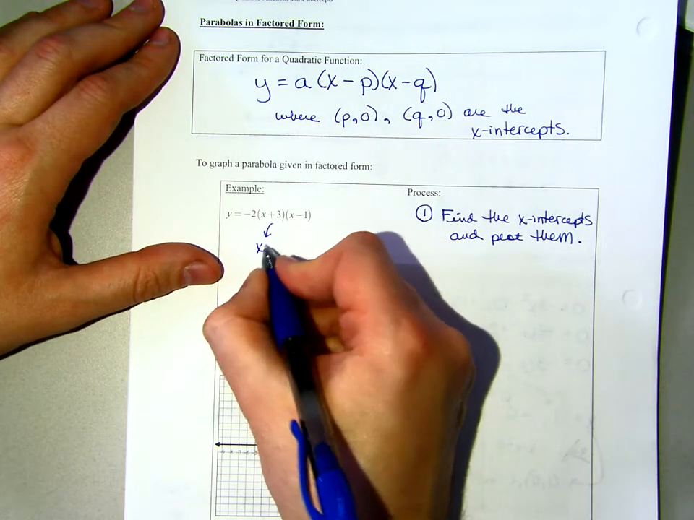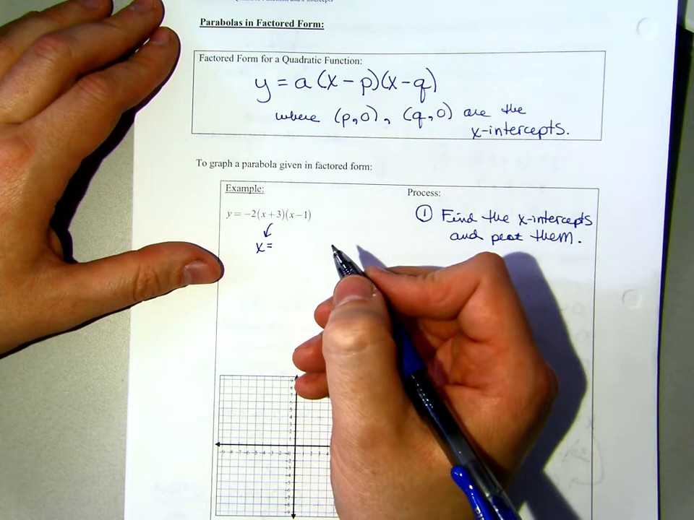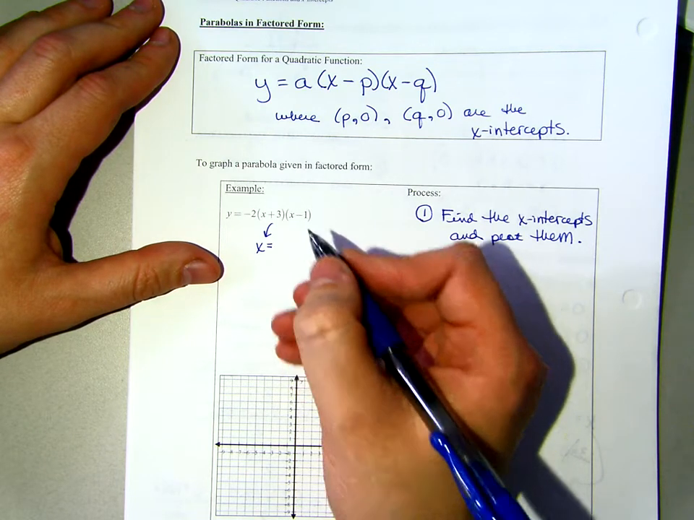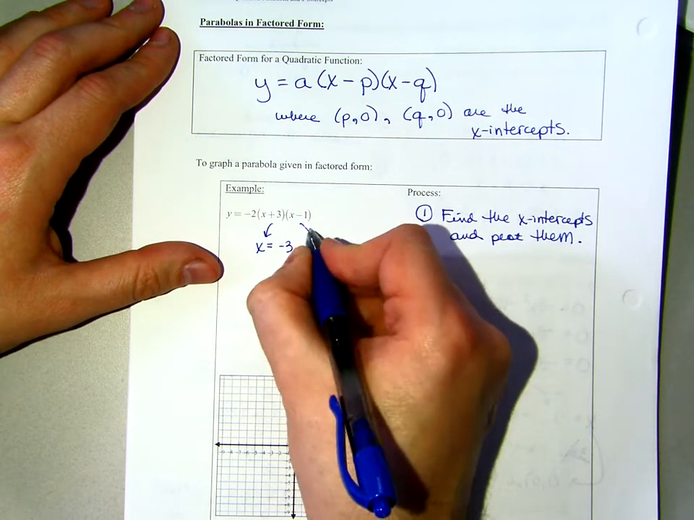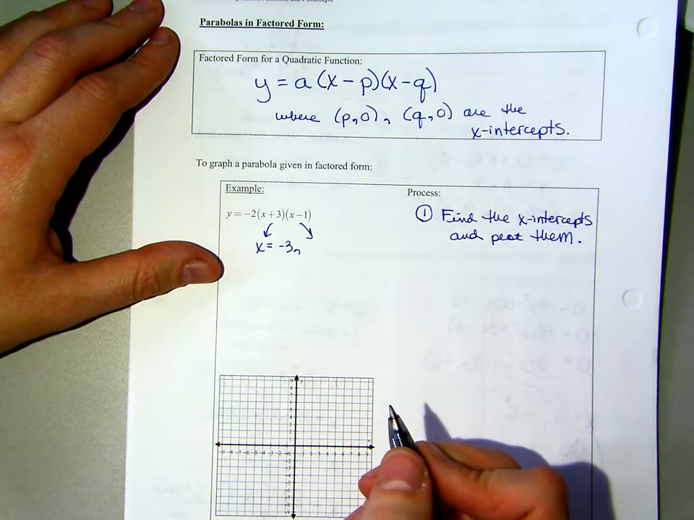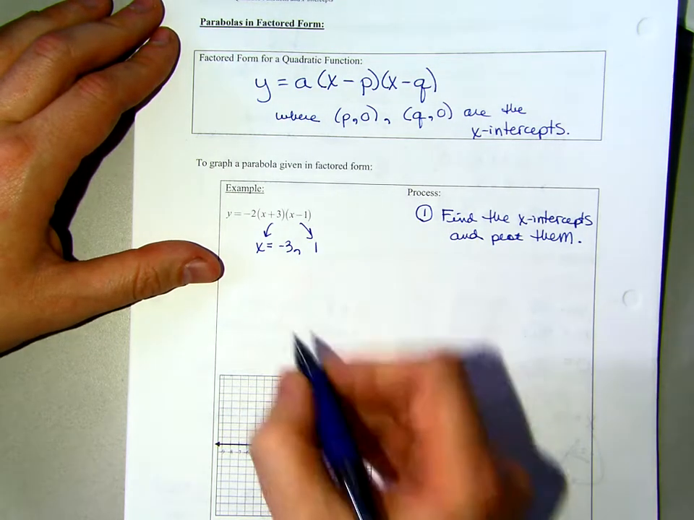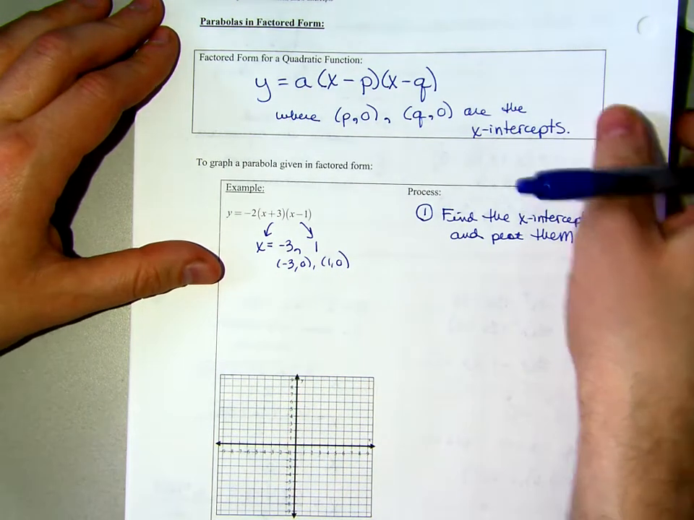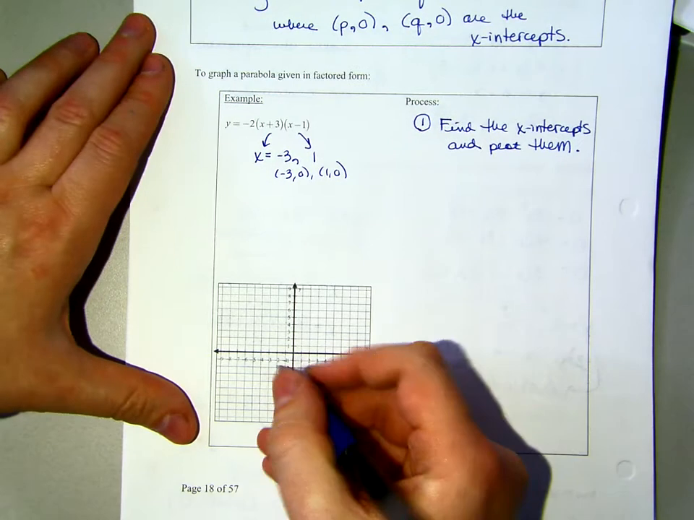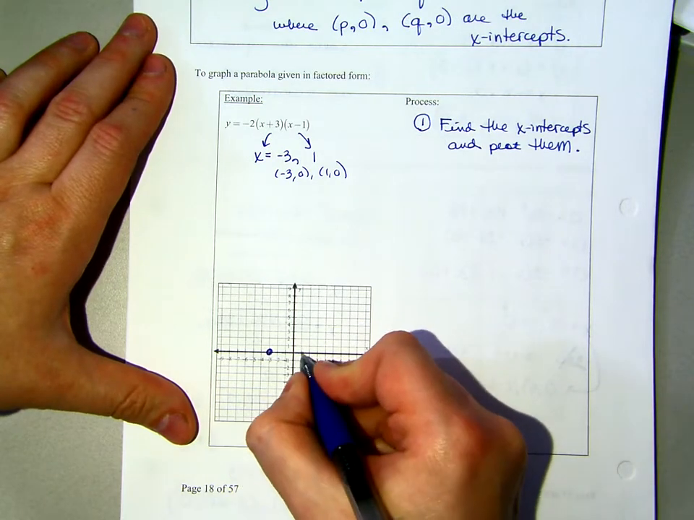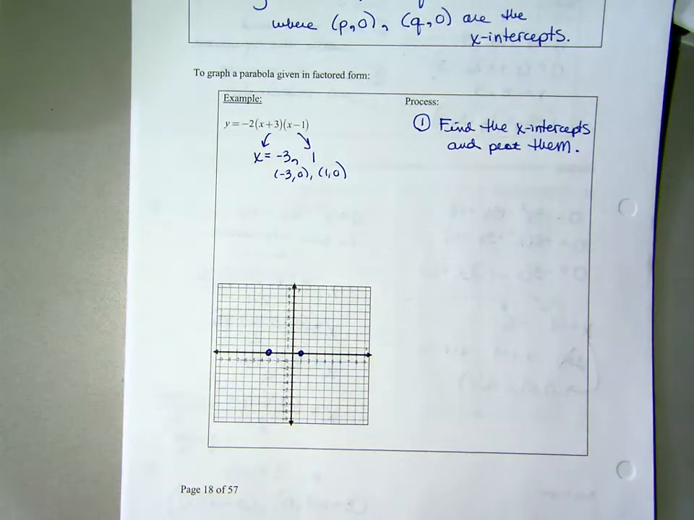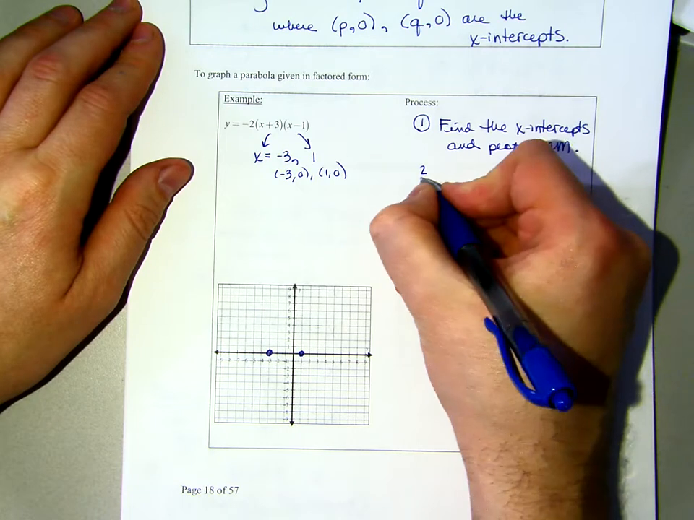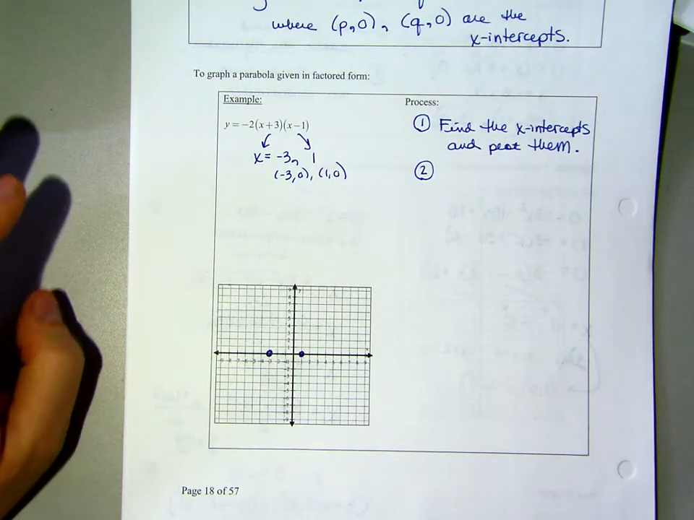That first factor gives you x equals what? Negative 3. Second factor gives you x equals, this is not a hard question, just say it, everybody. 1. Oh, good. My x-intercepts are negative 3, 0, and 1, 0. So I'm going to plot those 2 points. Negative 3, 0, 1, 0. I got to get the vertex, though.